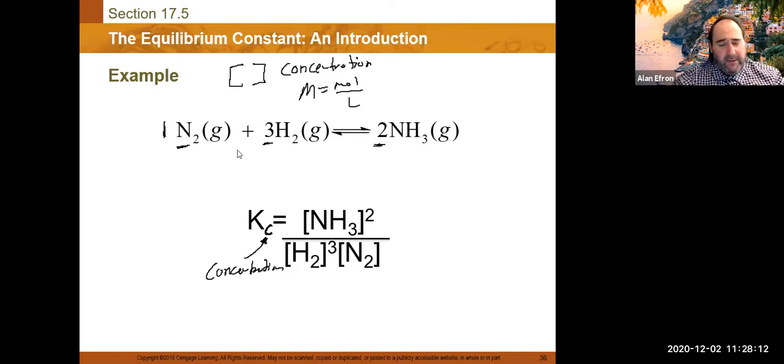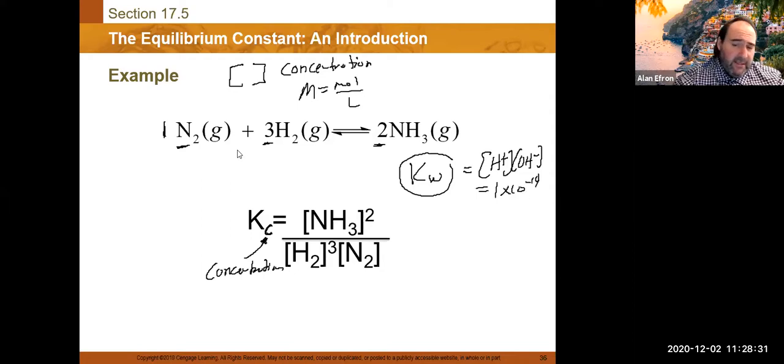By the way, we have actually seen an equilibrium value that we use before. If you remember, we saw Kw earlier when we were talking about acids and bases, which is our H plus concentration times our OH minus concentration, 1 times 10 to the minus 14. That is an equilibrium constant, this Kw, and that's what we used earlier on in that last chapter, and it is a result of products over reactants.